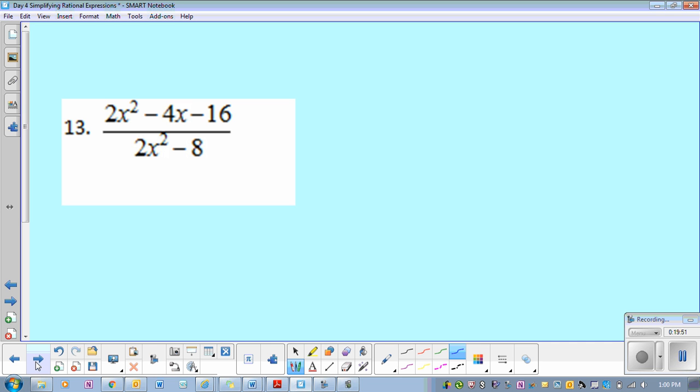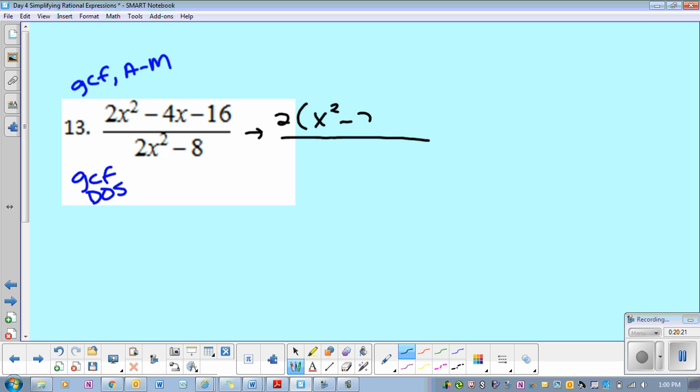Okay. So you need to factor this. Up on top you have an AM situation, but you see a 2, 4, and a 16. What does that tell you? Divide by 2. Yeah, GCF, then AM. And on the bottom, look at that, 2 and 8. There's a GCF, and then dose. Yeah, right? So, if you GCF the 2 out of the top, you get 2 times x squared minus 2x minus 8. On the bottom, if you GCF, you get 2 times x squared minus 4, right?